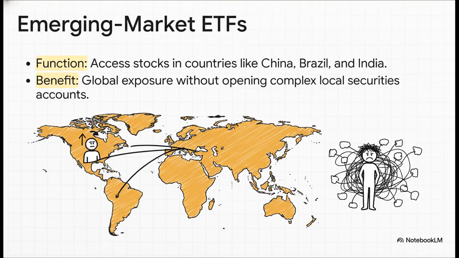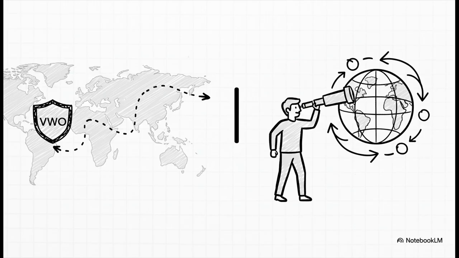So you want to invest around the world. Emerging market ETFs are basically your ticket. They give you exposure to stocks in rapidly growing economies, countries like China, Brazil, and India. And the best part is the simplicity. You can get that global allocation without the massive headache of trying to open brokerage accounts in a bunch of different countries. A very popular one in this space is VWO, which tracks the FTSE Emerging Markets Index.